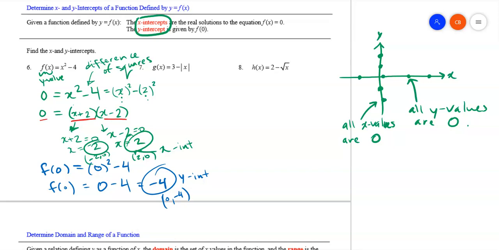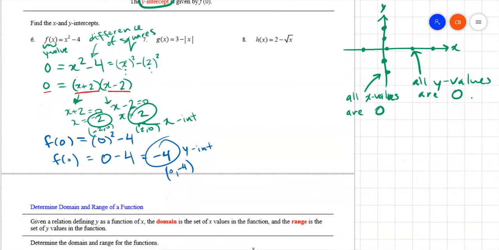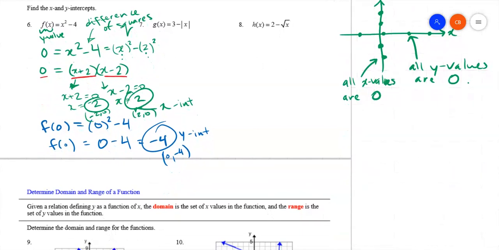You just set the things equal to 0, and you're good to go. Now I'm going to go straight away, I understand that this problem about absolute values might be a problem, and so I just want to look at this one as far as at least the x-intercept is concerned. We're going to have a couple of those.